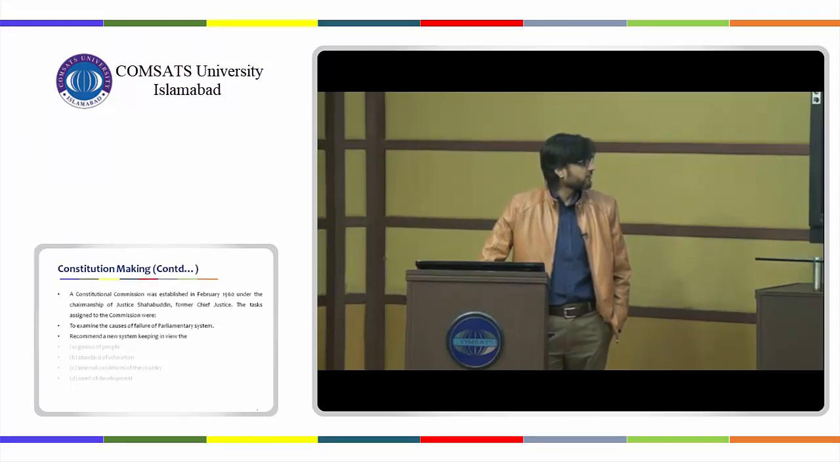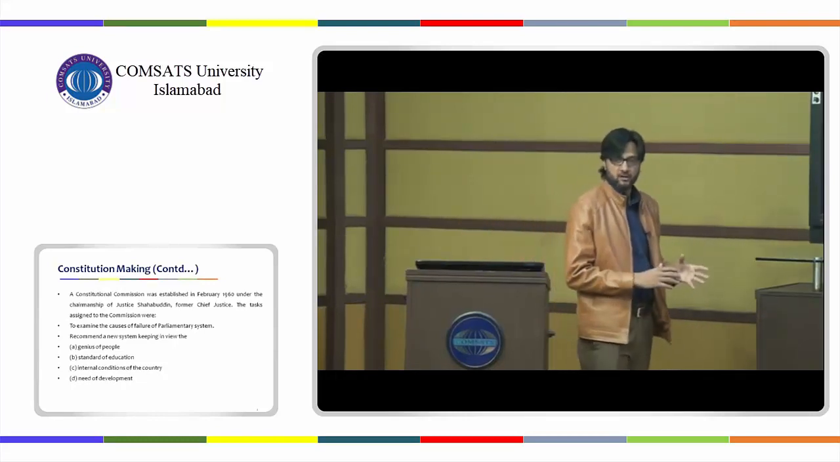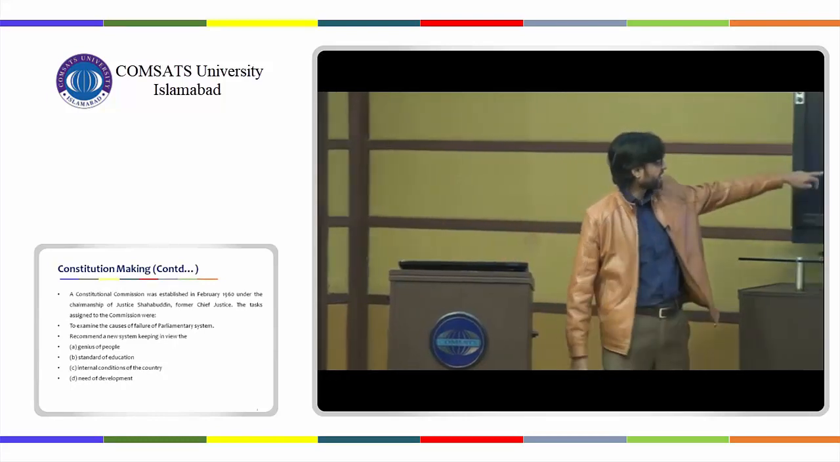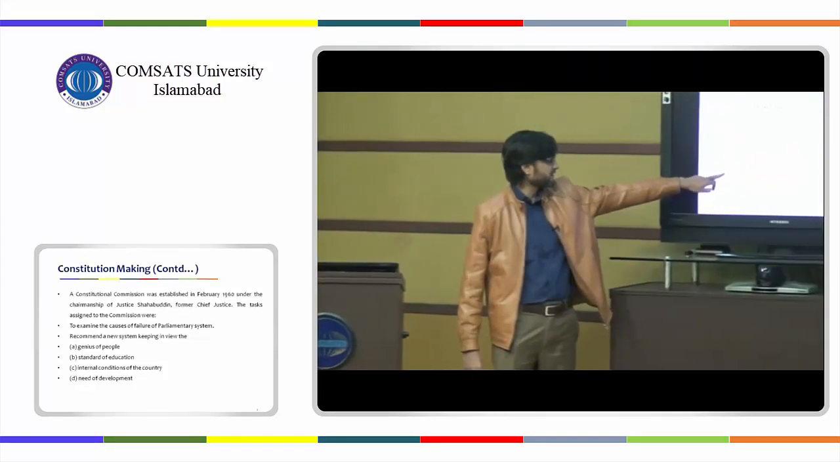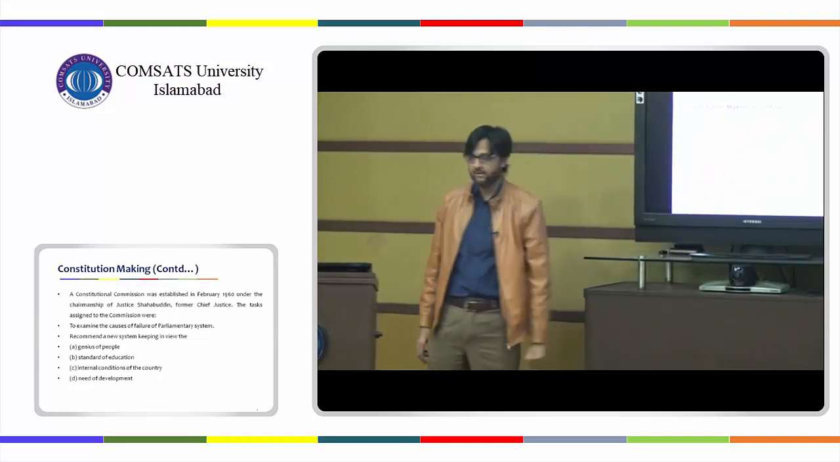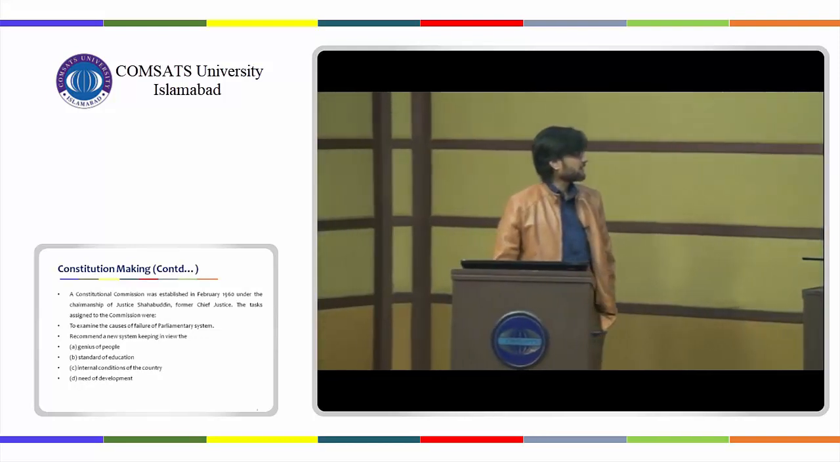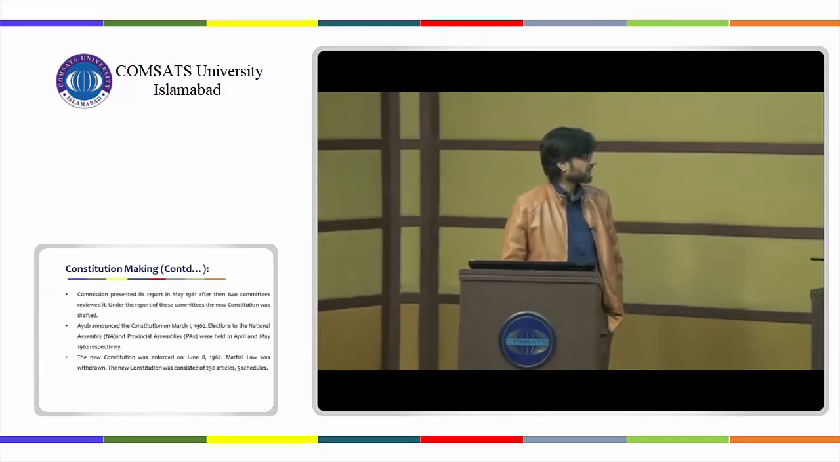And then recommend a new system keeping in view the genius of the people, standard of education of the people, internal conditions of the country, and then a need of development. So the new system which they were thinking that they need to give to the country should consider these things, right? Genius of the people, standard of education, internal condition of the country, and need for development. These were the tasks of the Constitutional Commission.